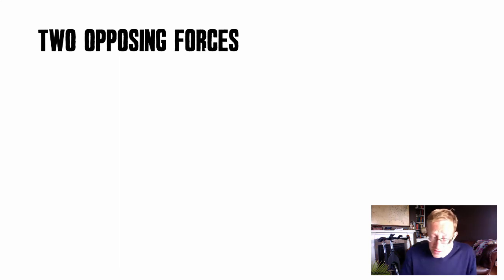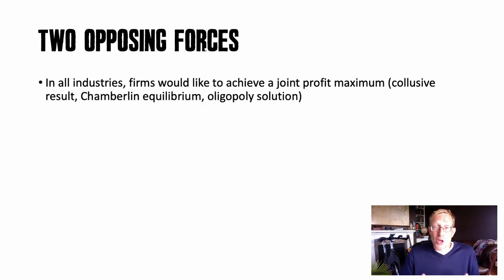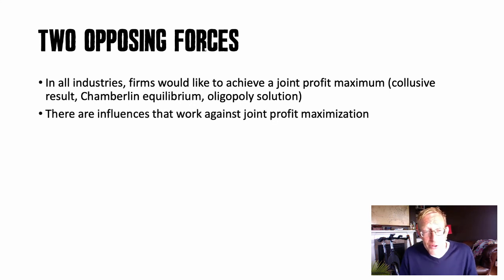So within the model, what we see is that there are two opposing forces. And we see this in any industry where the firms at least say they would like to have joint profit. They would like to maximize profit for the whole industry. And that would lead us to the collusive result. It's the Chamberlain equilibrium that we examined. It's the oligopoly solution. But while it is fine to desire that, there are forces in the markets that are working against that behavior.